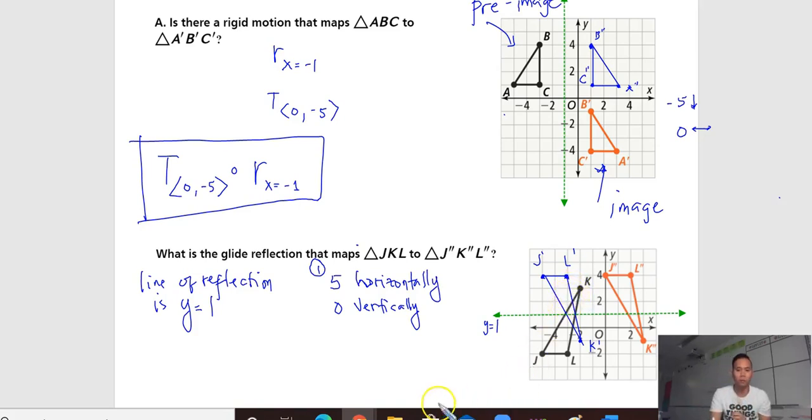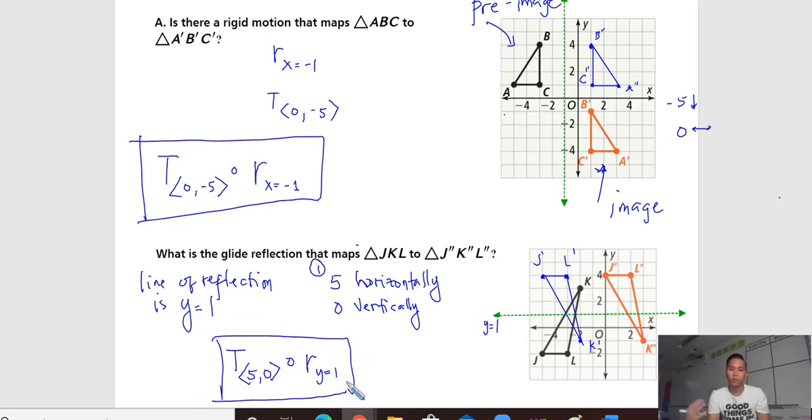Okay, so what's the first thing they have to do? They reflect along y is equal to 1, composed with a translation to the right. The movement is only horizontal, meaning the change is on the x. So it's 5, 0. So this is now the rule: translation 5, 0 after reflecting the image, where the line of reflection is y is equal to 1.